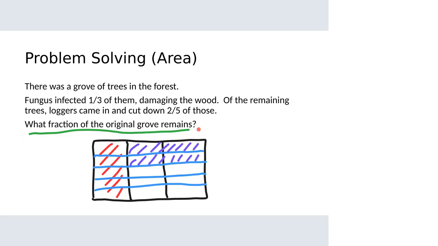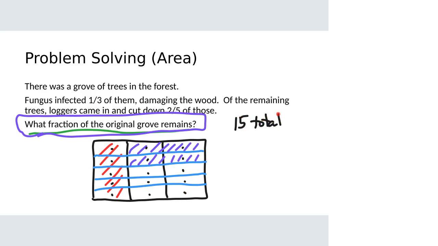What fraction of the original grove remains? We just need to figure out how many pieces there are. There's 1, 2, 3, 4, 5, 6, 7, 8, 9, 10, 11, 12, 13, 14, 15. So there's 15 total pieces. And the trees that remain, there's 1, 2, 3, 4, 5, 6. So the fraction that remains is 6 out of 15 pieces, or 6/15.